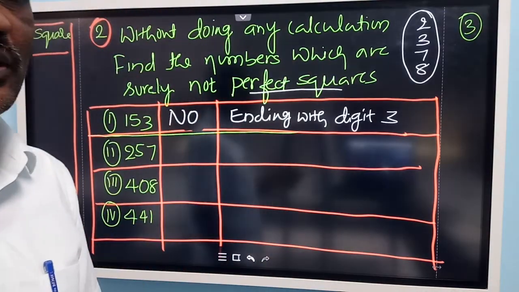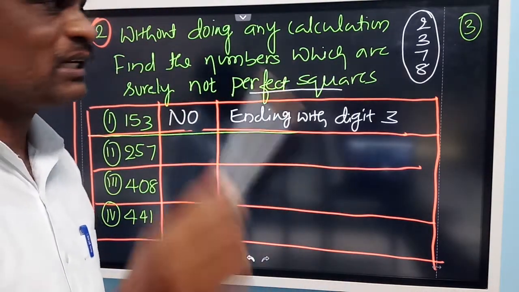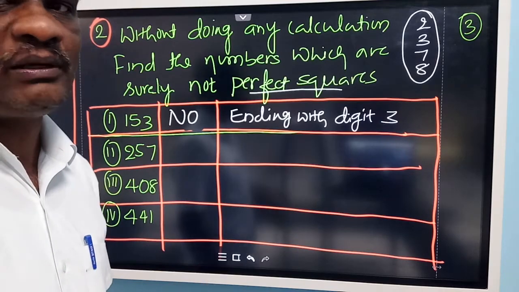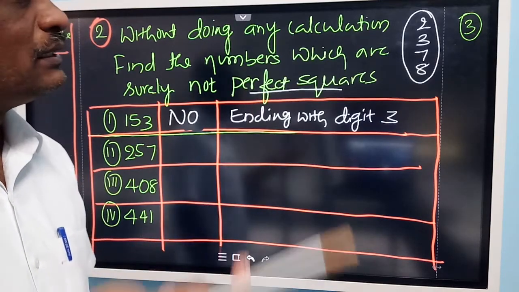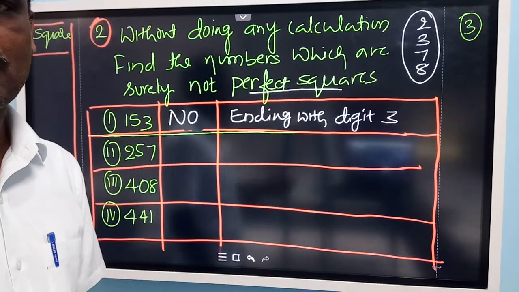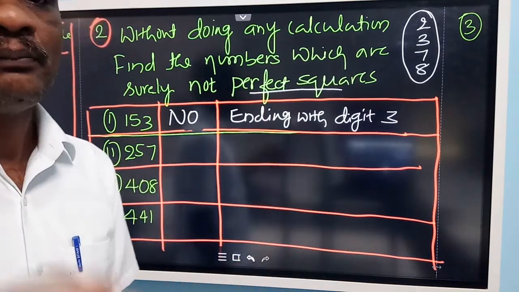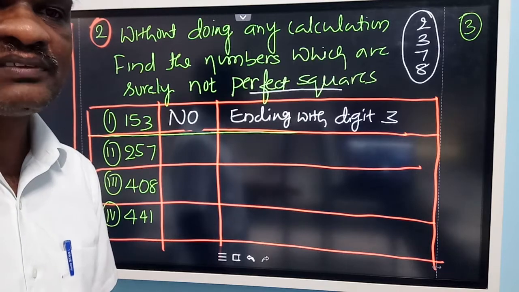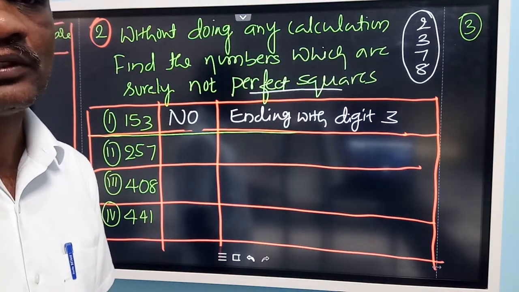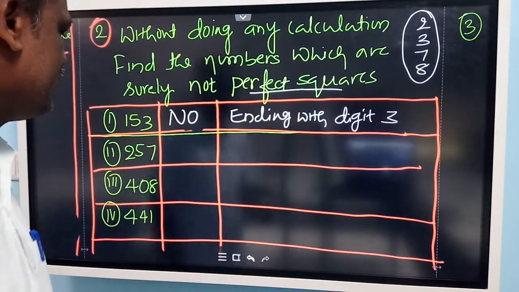If a number ends with 2, it cannot be a perfect square number. If a number ends with 3, it cannot be a perfect square number. If a number ends with 7, not a perfect square. If a number ends with 8, it is not a perfect square number. If a number ends with an odd number of zeros, then also it is not a perfect square number. So these are the properties you studied.